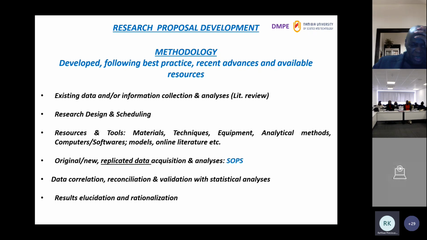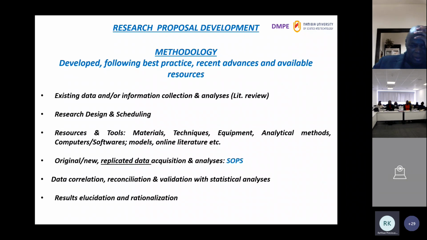If you are doing experimental work, remember originality and new ways of collecting information, new data, but these data have to be replicated. And I'll talk about replication shortly. And the method by which you acquire these data and analyze things has to be embedded in standard operating procedure.